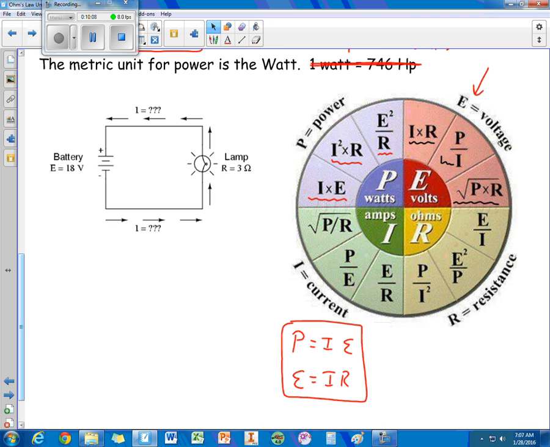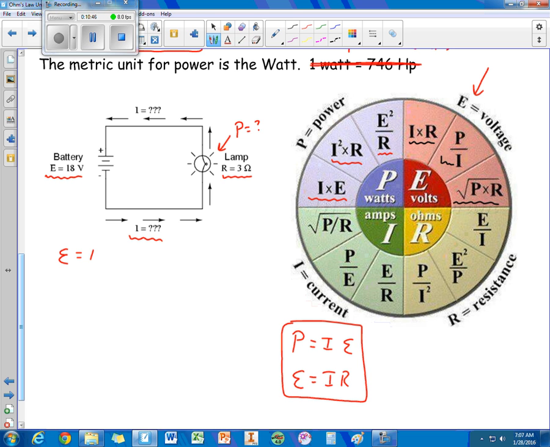So let's go back to another example here. So we have a circuit where the EMF, or the voltage, is 18 volts. We have a resistor of 3 ohms. What I want to calculate is the current, and I want to know how much power. Better use a P instead of an R. So that lamp is converting electrical energy into heat and light energy, and I want to know how quickly it's converting that energy.